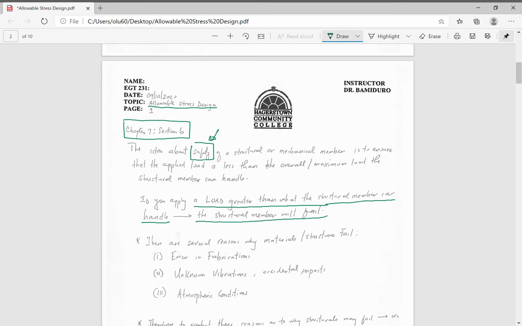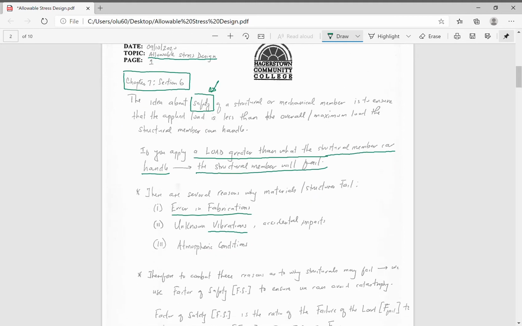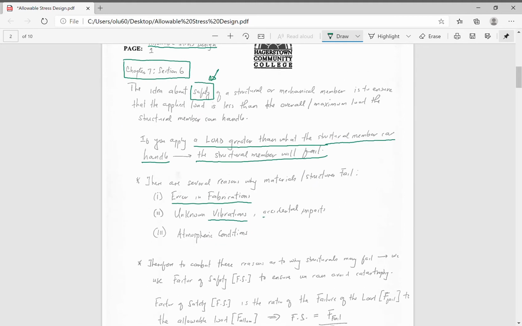Okay, and that is not something that you typically want. In addition to that, you designed the material to be able to handle a certain type of load. Another aspect of failure analysis is to consider the fabrication, how it was made. You also want to consider any kind of vibrations if there's any available. You want to avoid any kind of accidental impact. You also have to consider atmospheric conditions, so you can try to avoid corrosion.